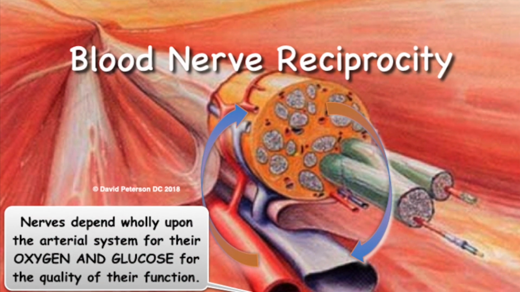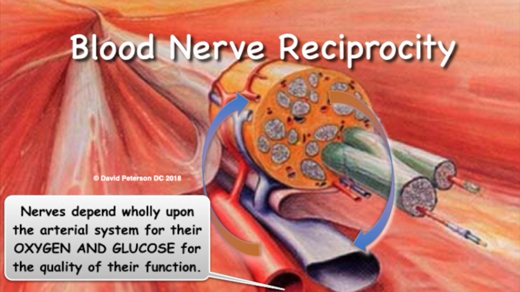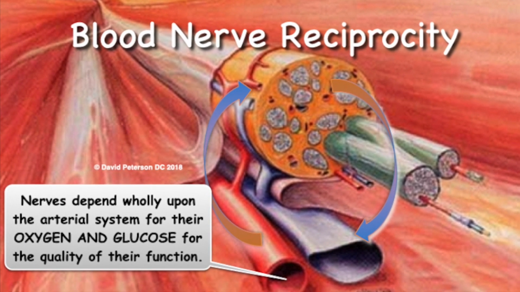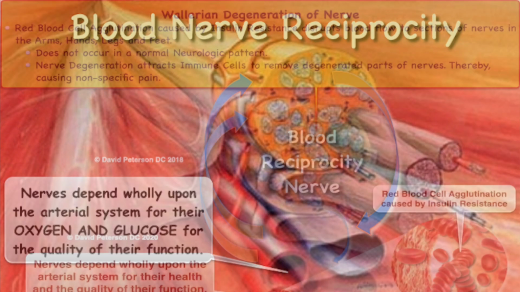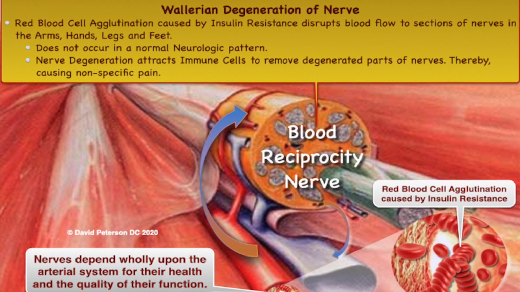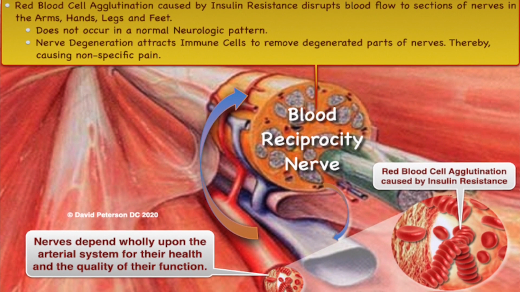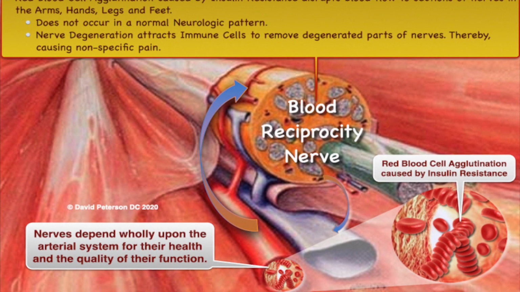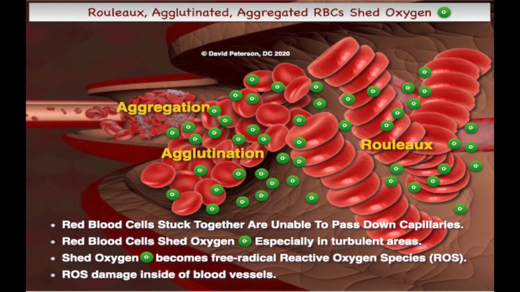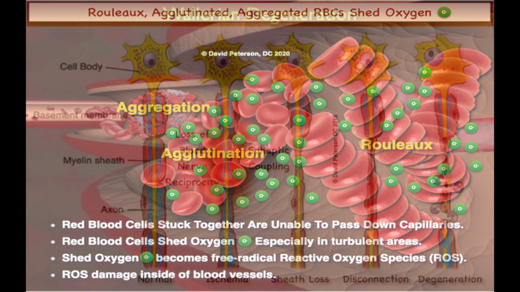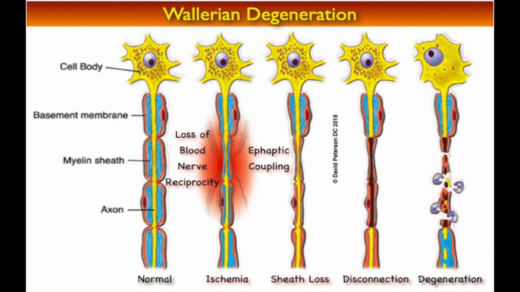But first, let's quickly recap what blood-nerve reciprocity and Wallerian degeneration are. Blood-nerve reciprocity refers to the intricate relationship between blood flow and the nerves. The proper functioning of our nerves relies heavily on the delivery of oxygen and glucose through the bloodstream. However, when there are problems in this delivery process, it can impair blood-nerve reciprocity, setting the stage for Wallerian degeneration.